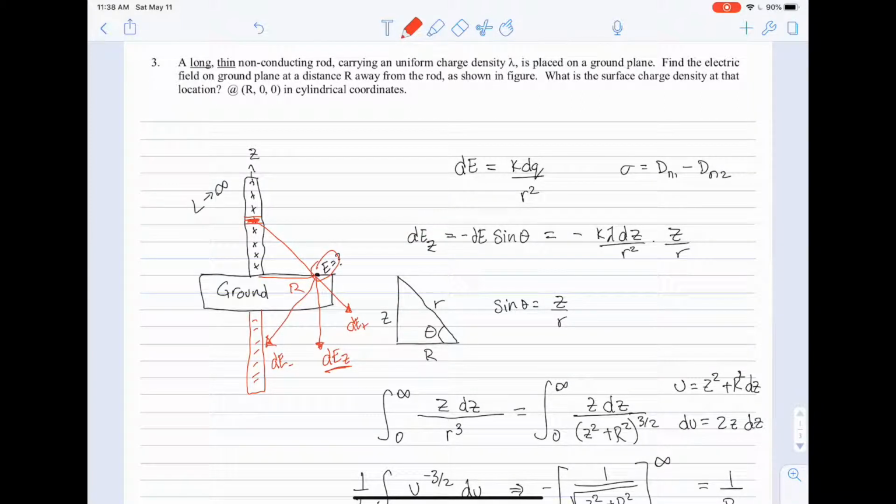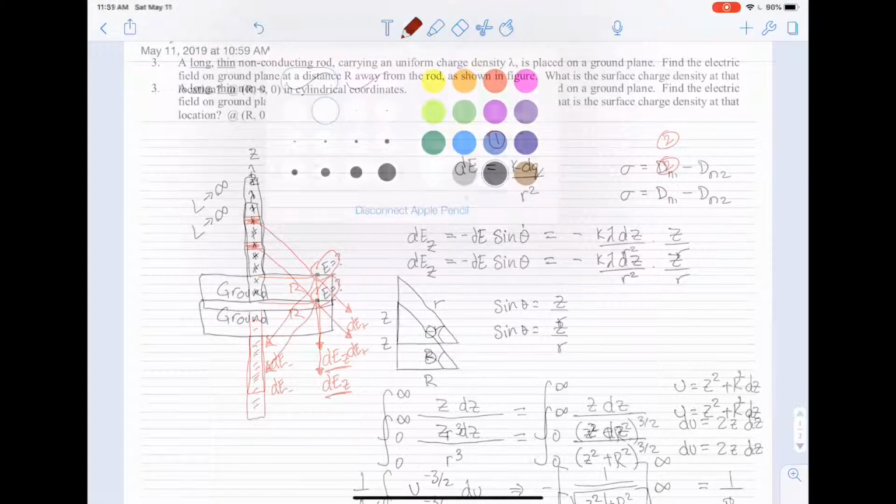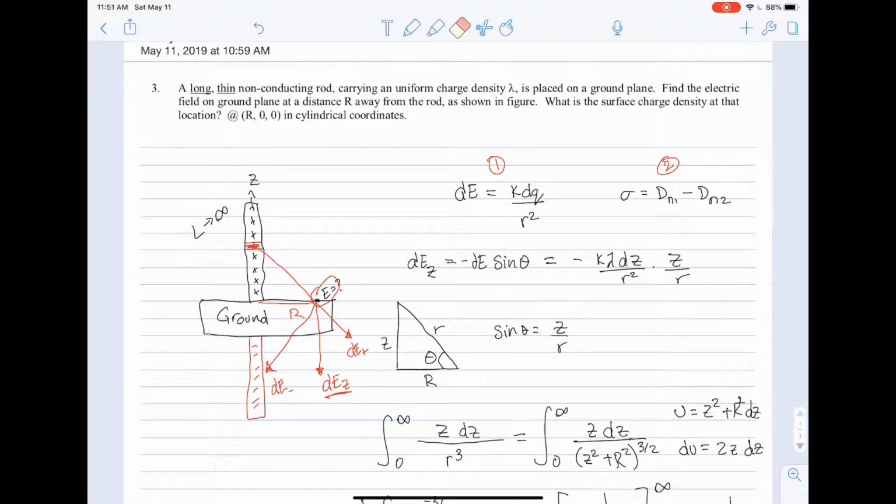So first, we'll use this equation right here, 1, to find the electric field, and equation 2 will be to find the surface charge density. Let's start with 1. So our dq is what we also don't know at the moment, so let's do that first. dq will be the charge density, which is given to us right here, lambda, times a small dz.